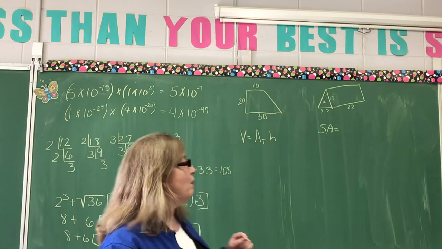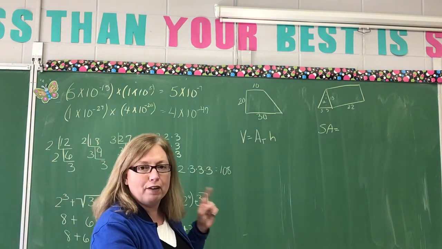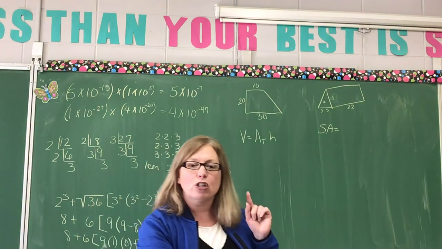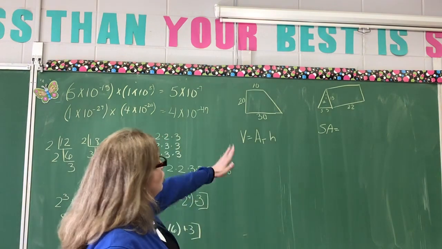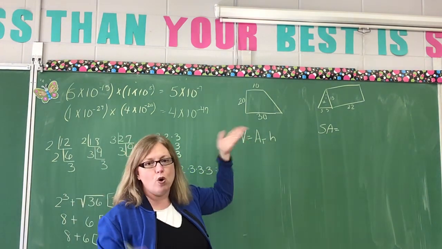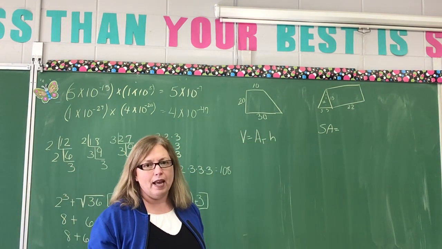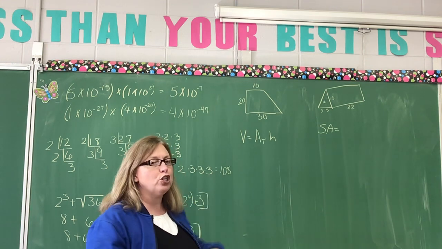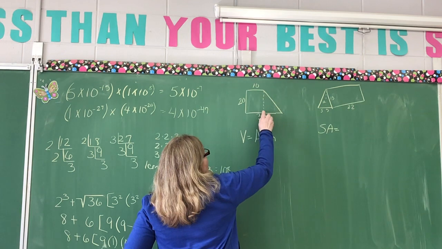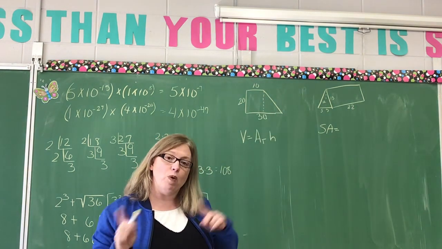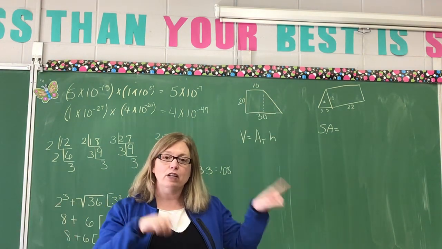Okay? So the first thing we want to do is find volume. How do you find volume? Volume is the total area times the height. Now, when I look at this, I don't know an easy way to do this as one figure. I have to break it into two. Where am I going to break it? Hopefully you said right here. Because now I have a what? I have a rectangle and a triangle.